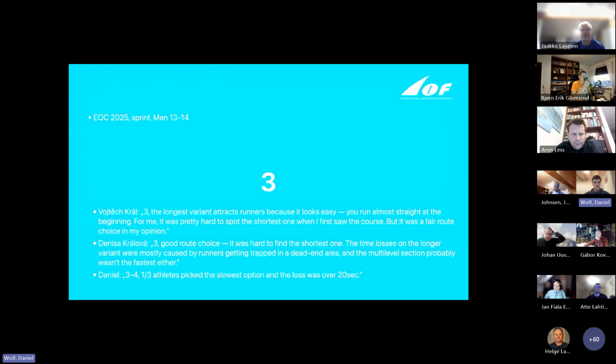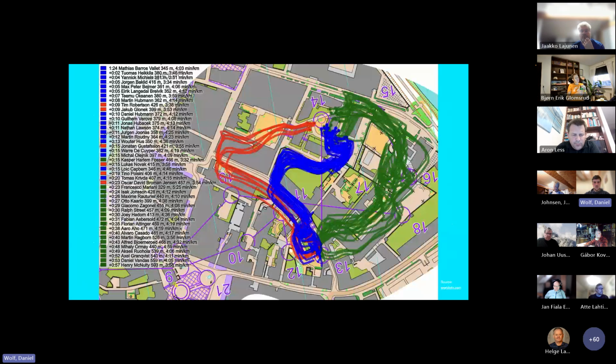And I fully agree. The only thing that would maybe move it a little bit towards number 4 is that there were relatively big time differences. The longest variant, the green one from the right, was the slowest. You can see from the comparison that all runners who picked the green except Kasper lost over 20 seconds. Kasper lost 15 seconds on that variant. So it was quite attractive because a third of runners picked that variant actually, and all lost.